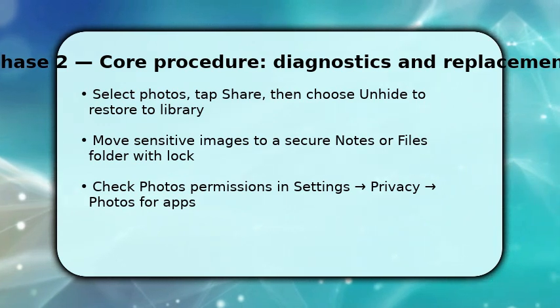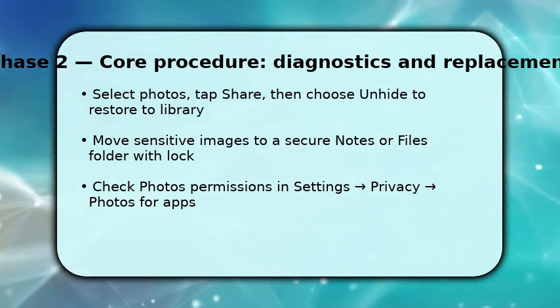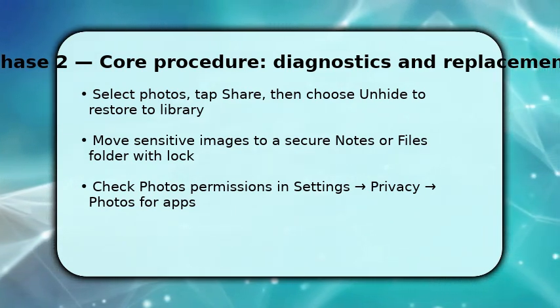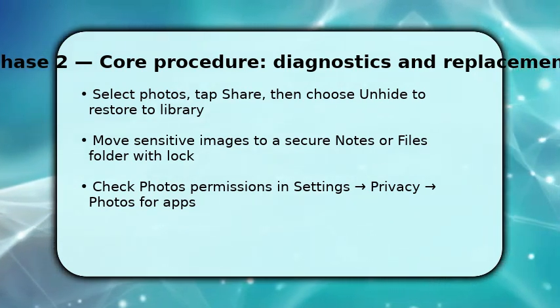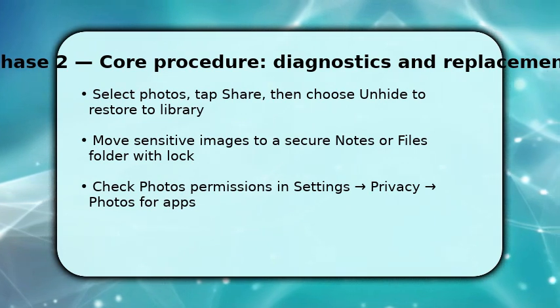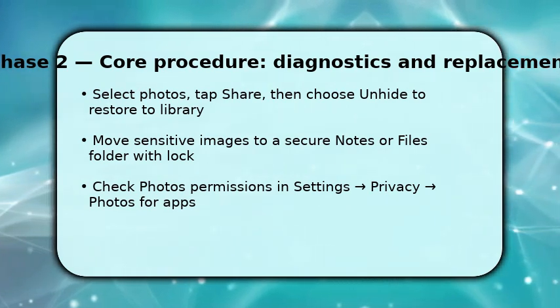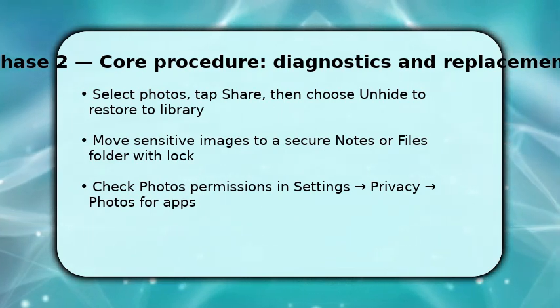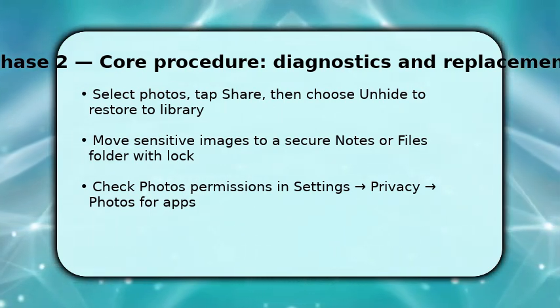After Unhide, consider moving very sensitive items to Notes or Files and lock them. This provides an extra layer separate from photos. Meanwhile, verify app permissions in Settings, Privacy, Photos so third-party apps don't gain access. This step prevents unintended sharing and explains why permissions and physical storage matter.